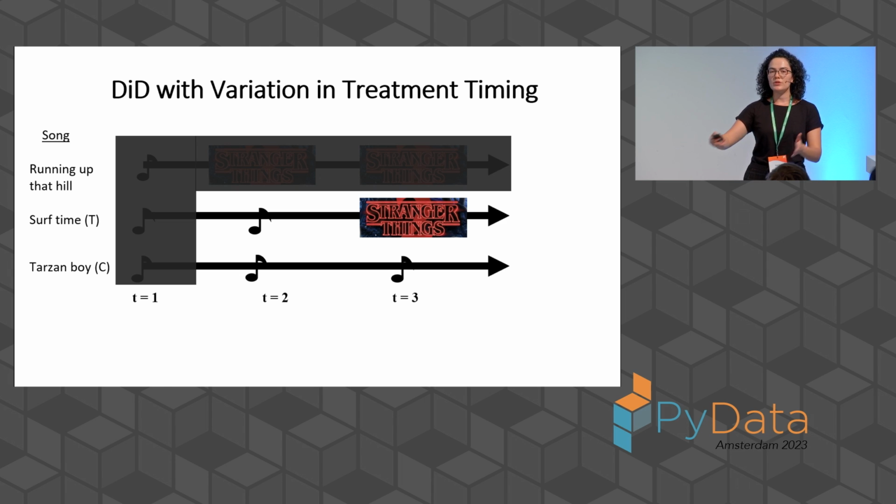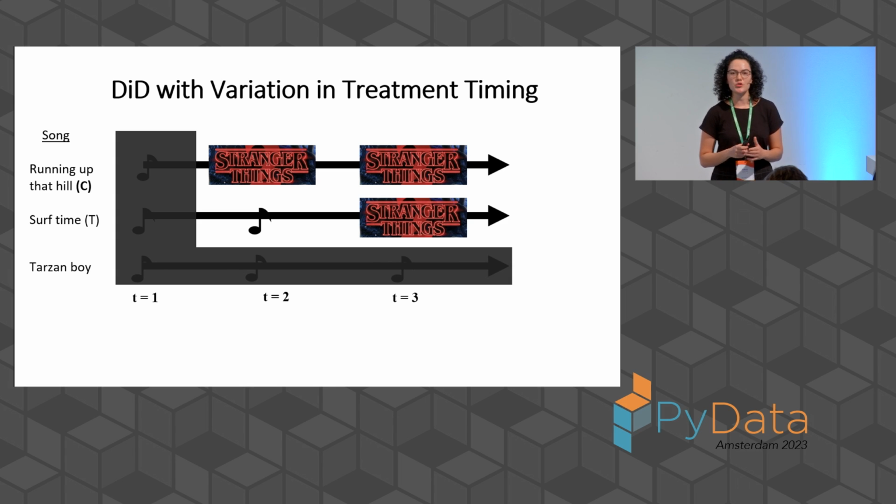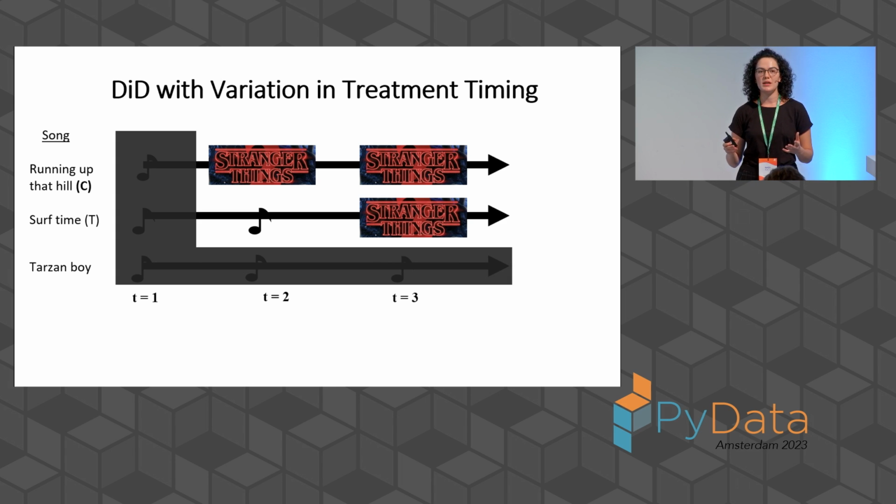And then lastly, I will look at the last 2 periods and 2 of the different groups. Here, Surf Time plays the treatment, Tarzan Boy is the control. It was good so far, but it appears this estimator also uses this combination as one of the combinations in the treatment effect estimate.